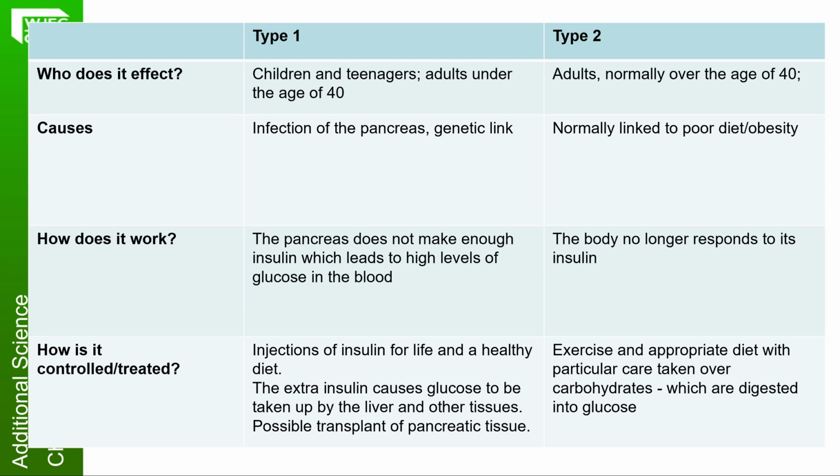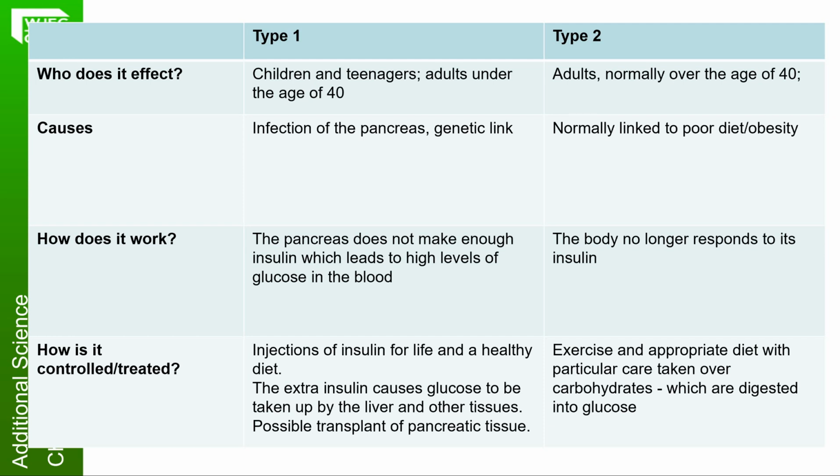So this one is not linked to anything that the person has been doing with regards to their lifestyle. It can come about because an infection has occurred in the pancreas, which has damaged the pancreas and prevented the cells then from producing insulin. And it can also be a genetic link with type 1 diabetes.